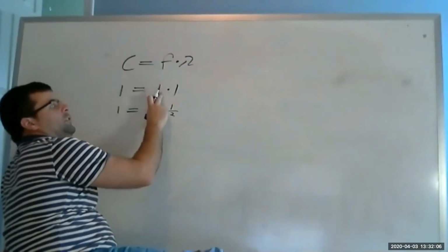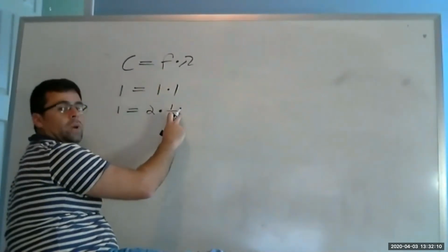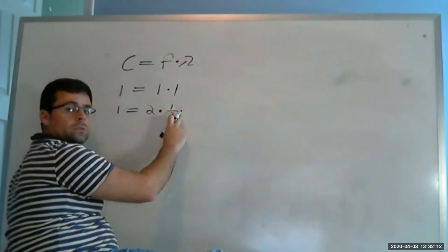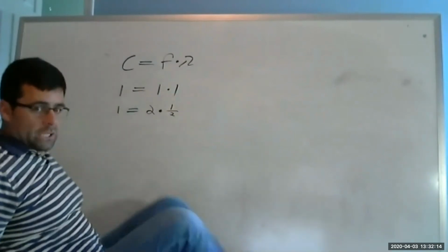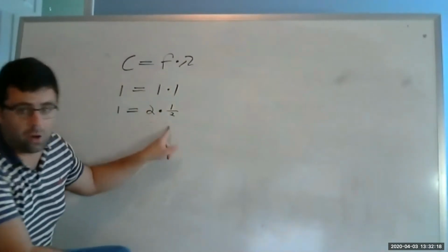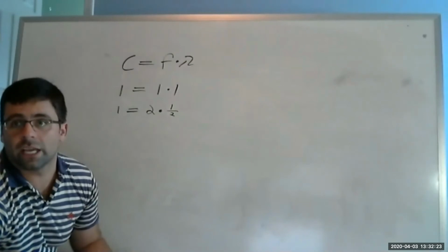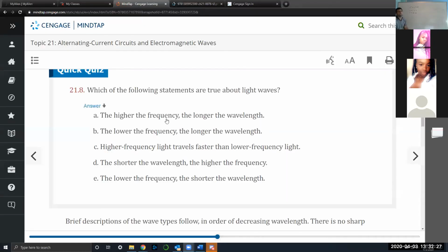So if you make frequency big, you have to make wavelength small. So A, higher frequency, big f, means small lambda. So that is not true. Well, let's look at the other ones. Little f means big lambda. Is that true?